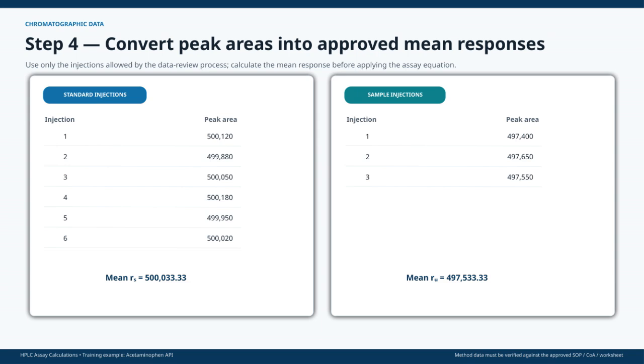Similarly, for the sample injections, the mean response is 497,533.33, calculated from 3 injections. These mean responses provide the basis for applying the assay equation in the next steps, enabling precise quantification of the acetaminophen API in the sample. This process highlights the importance of careful data verification and averaging before moving forward in assay calculations.